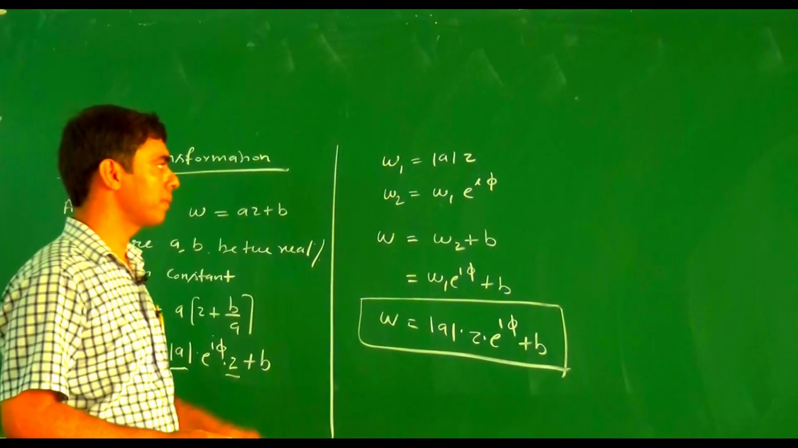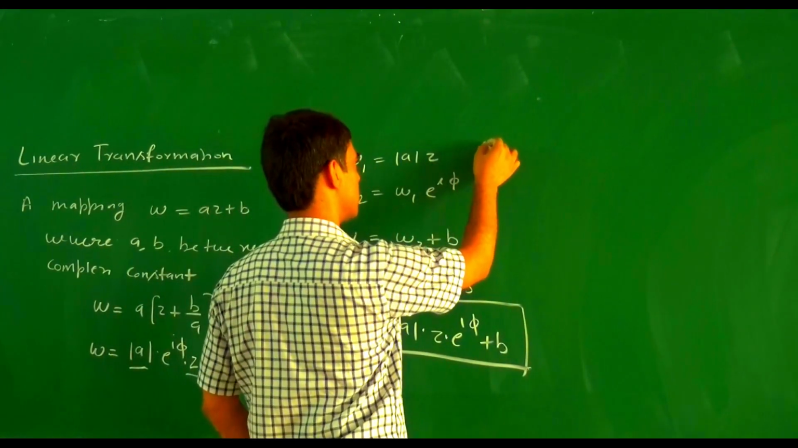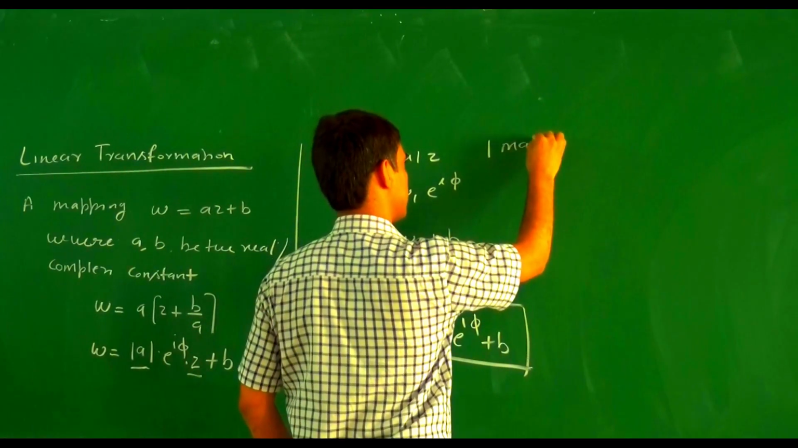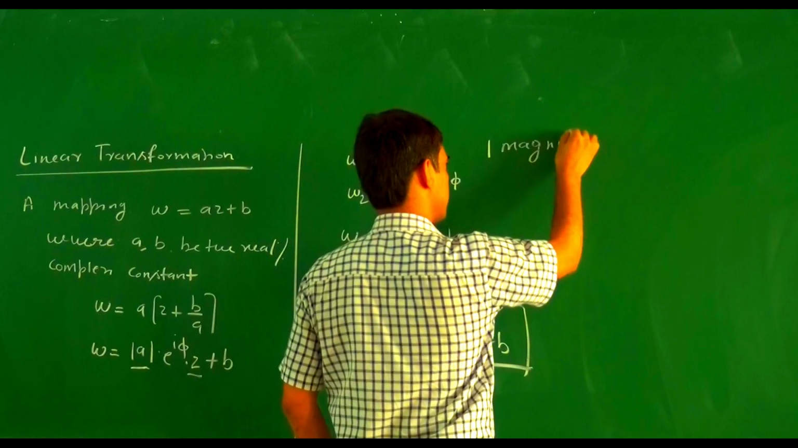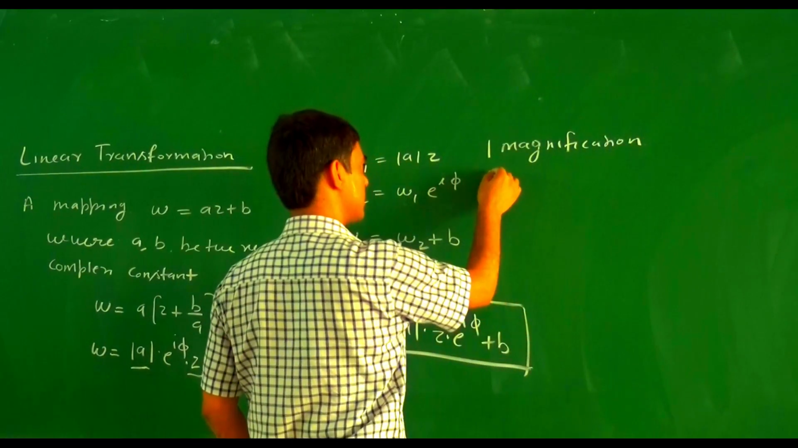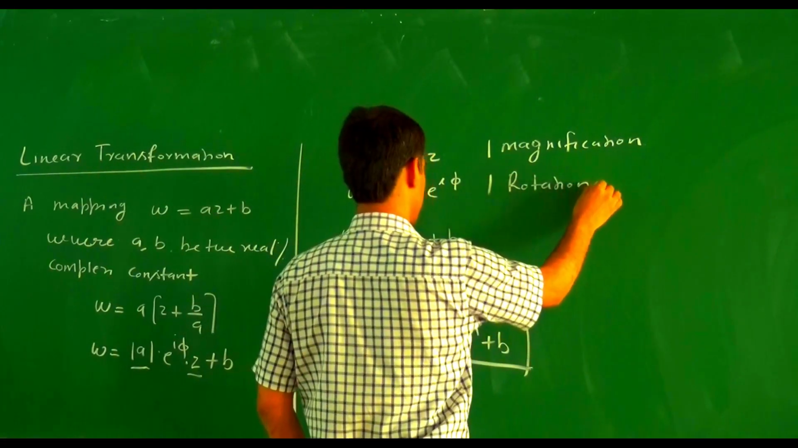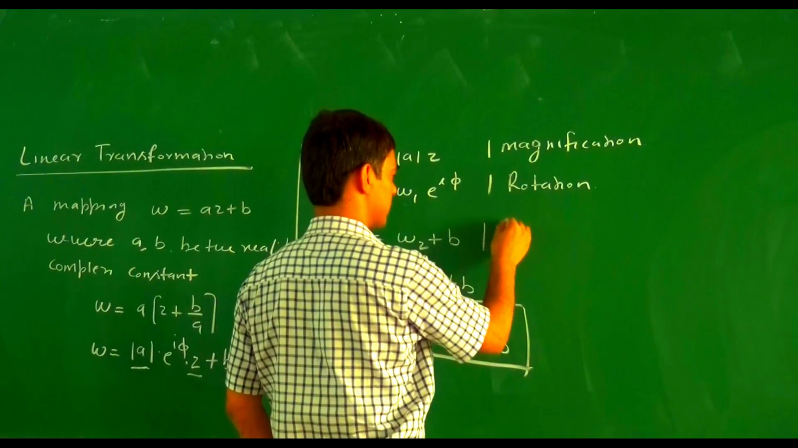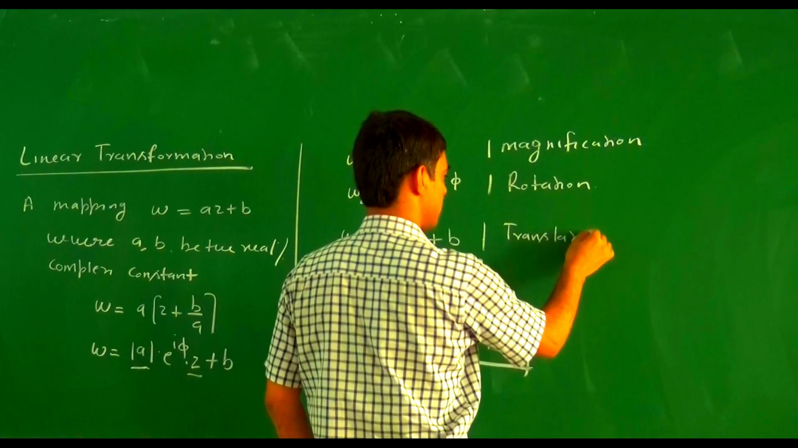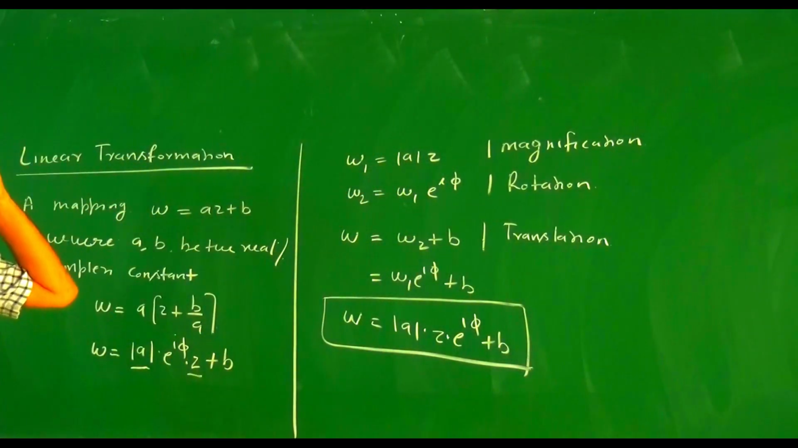So if we closely observe this property, this one is called magnification, this one is called rotation, and this one is called translation. So: magnification, rotation and translation.